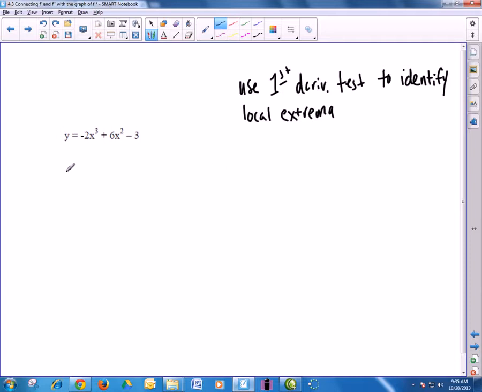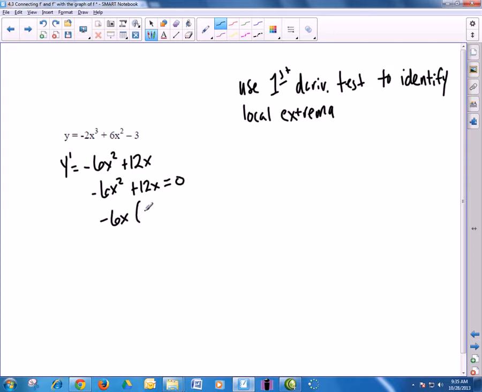So the first thing we're going to do is find the derivative. To find your extrema, you need the first derivative. So that gives you negative 6x squared plus 12x. And then you set this equal to 0. Negative 6x squared plus 12x equals 0.